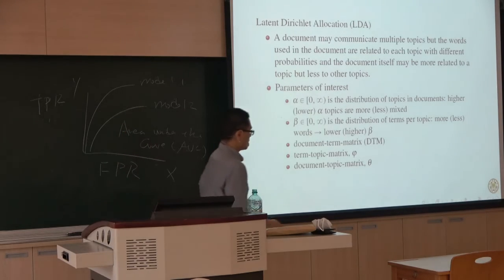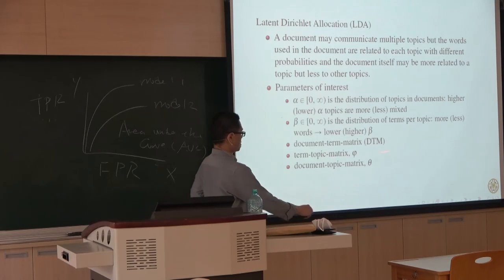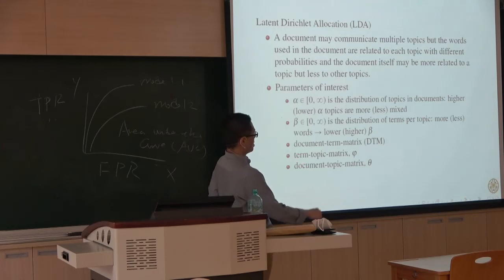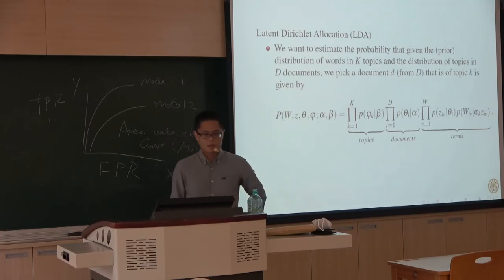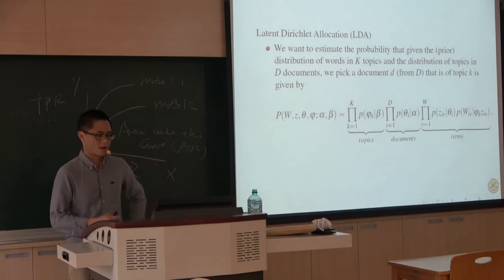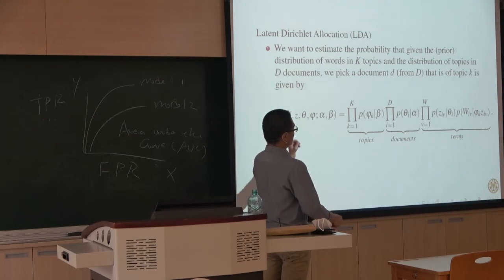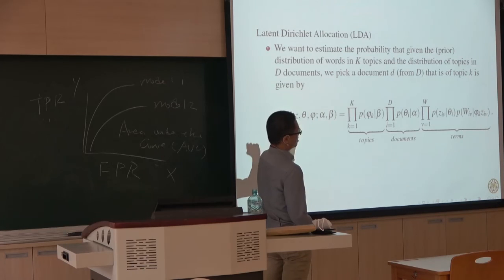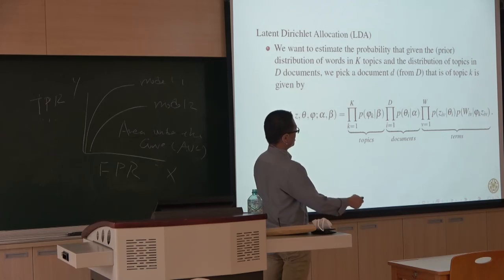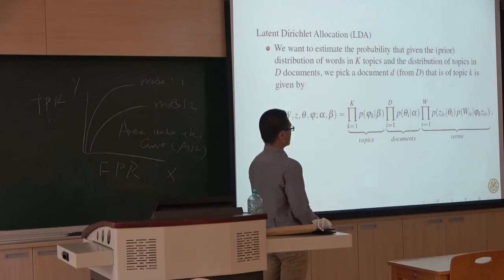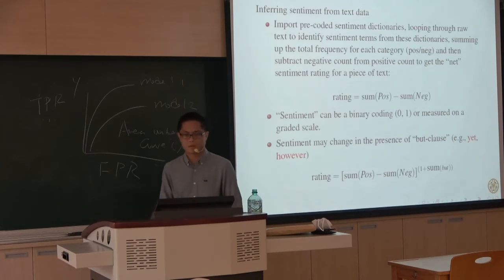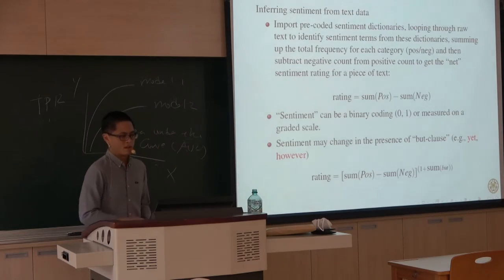And then in order to explain the term probability, we also need the document term matrix, the term topic matrix, and the document topic matrix, so that we can estimate the joint probability distribution. If we randomly pick a document D from large D, what's the probability of that being related to a certain topic? It's given by the joint probability distribution.